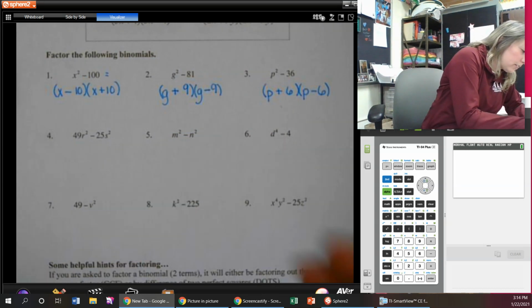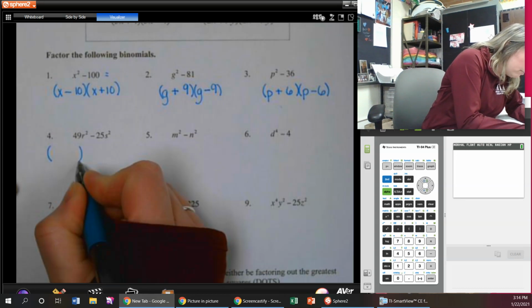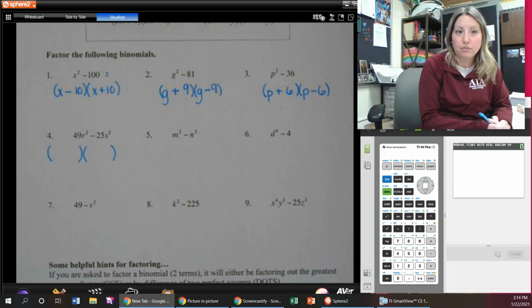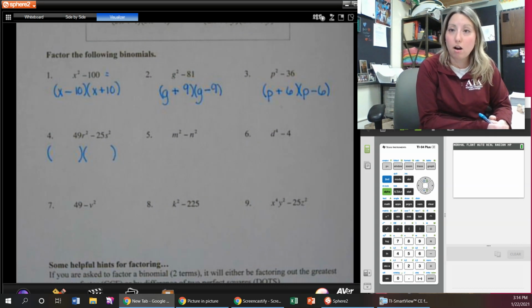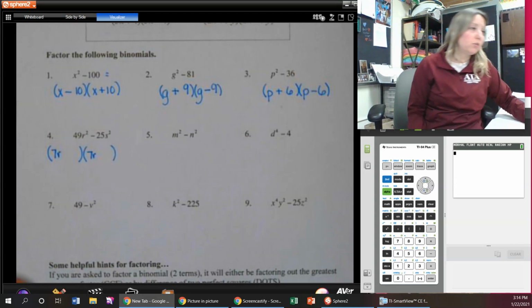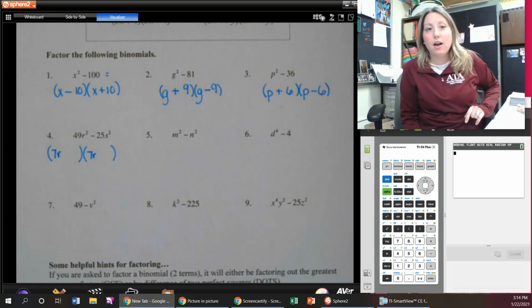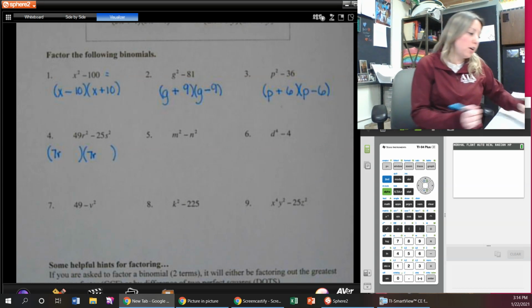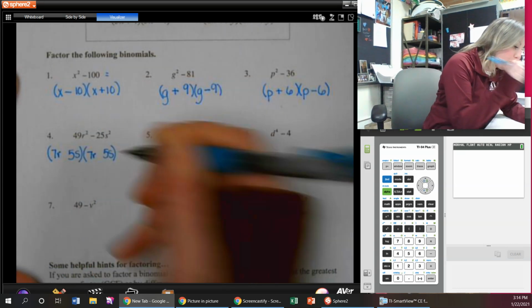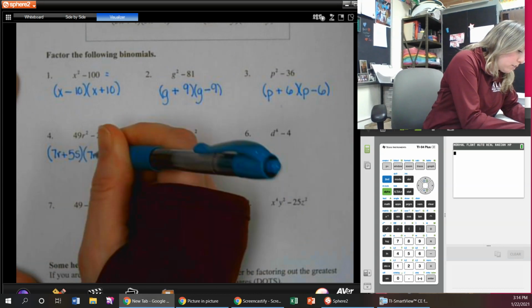Okay, next. Dots. Yep. Yet again. What's the square root of 49? 7. What's the square root of r squared? R. So 7r goes in the fronts of both binomials. What's the square root of 25? 5. What's the square root of s squared? S. 5s in the backs of both. Different signs between them.